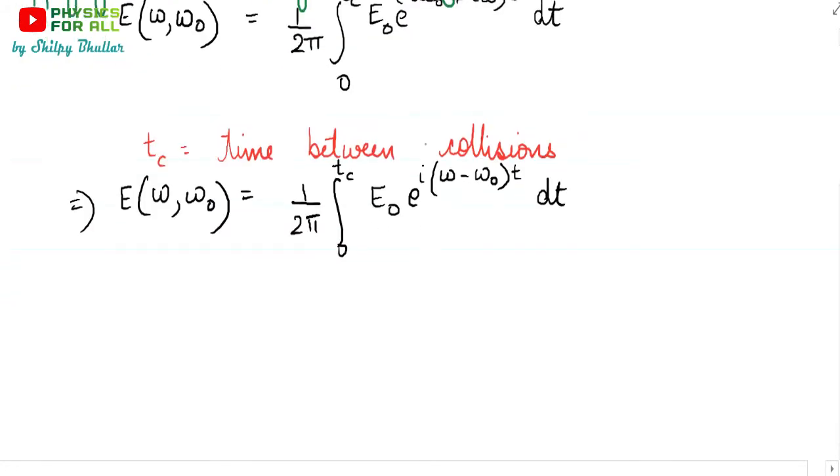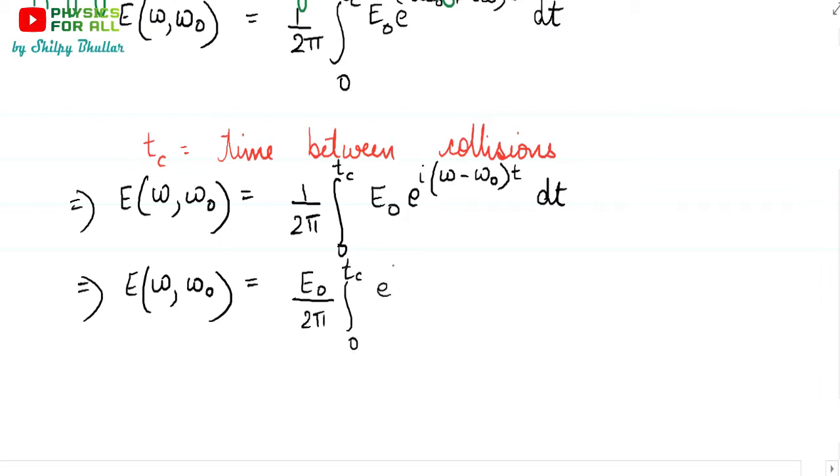E naught is just the amplitude, just a number. It's a constant. We can bring it outside the integral. E naught upon 2 pi, integral from 0 to tc, e raised to the power iota omega minus omega naught t dt.